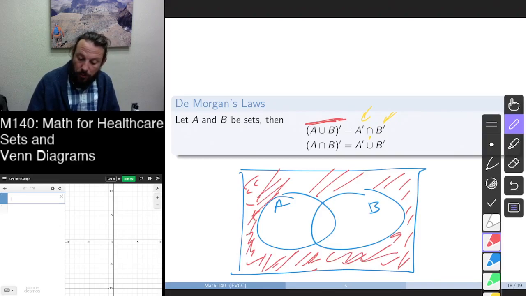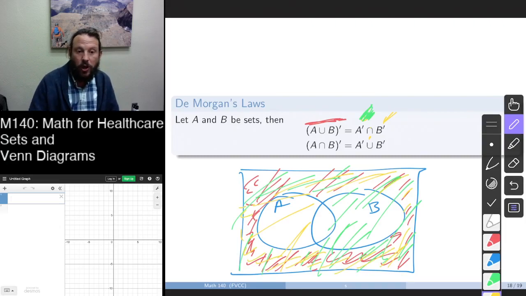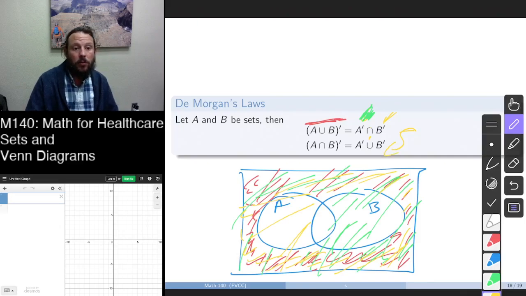Now, we should get that same red area. Over here in green, I'm going to do A complement. B complement I'll do in yellow. And of course, when I look at the intersection of green and yellow, I get the red area. So that means that the complement of A union B equals A complement intersect B complement. I would like you to do the same for this one. It's good practice with the Venn diagrams.